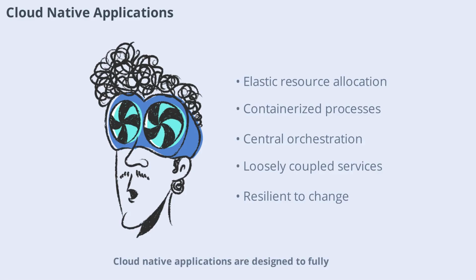Cloud-native applications are designed to fully leverage the dynamic nature of cloud environments. Unlike traditional on-premises systems, cloud-native apps run in virtualized, elastic environments, allowing resources to be allocated and released on demand. This flexibility enables organizations to scale quickly and efficiently. Cloud-native systems typically use containers for process isolation, central orchestration for resource management, and loosely coupled microservices with explicit dependencies. These characteristics create a distributed system that can adapt to constant change and unexpected failures, ensuring high availability and resilience.